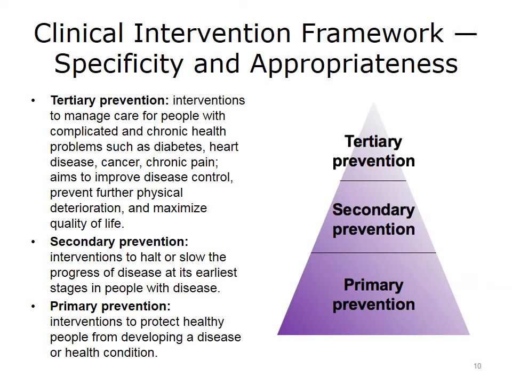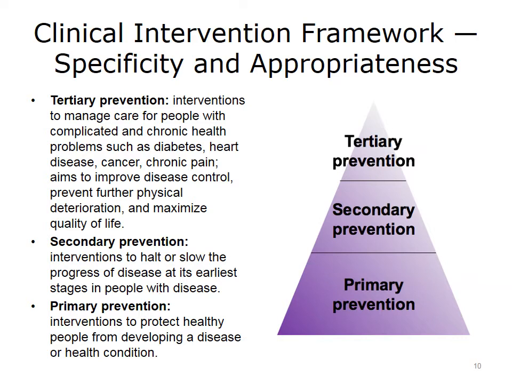In the clinical intervention framework, we have a level of specificity and appropriateness for each level of intervention. If we start at the bottom of the pyramid, we find primary prevention. We want to apply population health interventions to protect people who are healthy from developing a disease or a health condition. In secondary prevention, we want interventions that are aimed at halting or slowing the progress of disease at its earliest stages in people who may have a disease or be at risk for a disease.